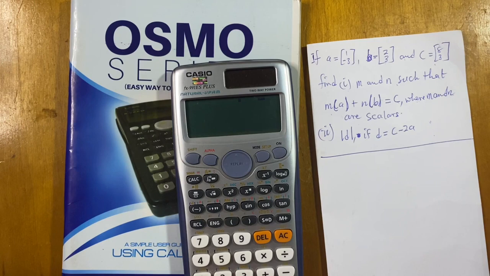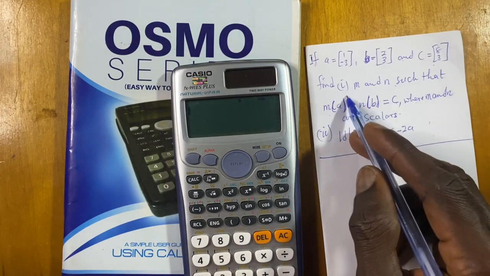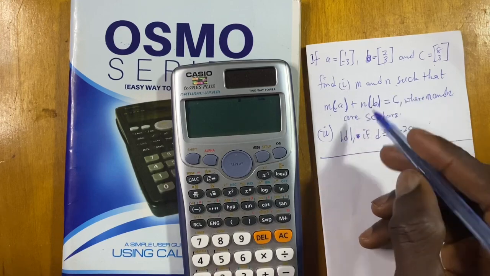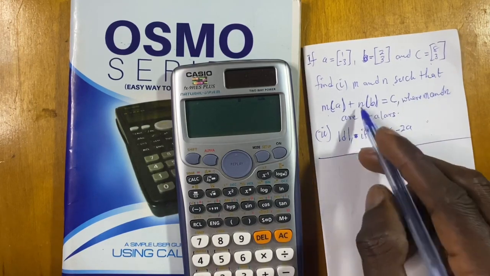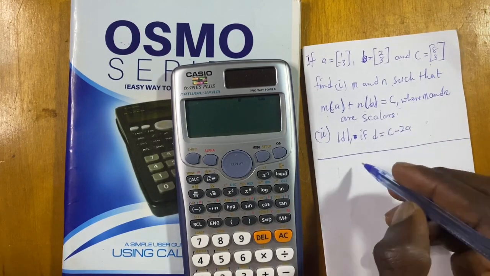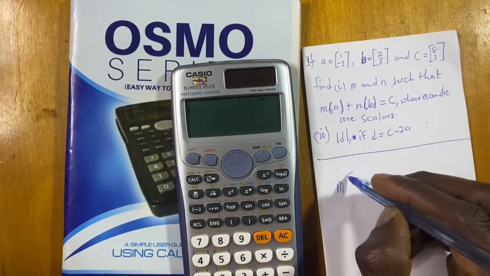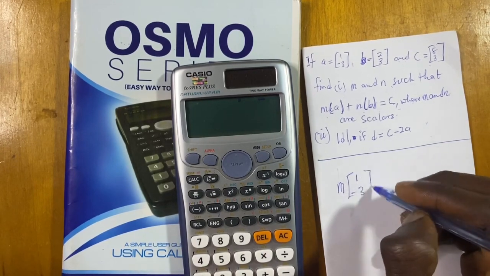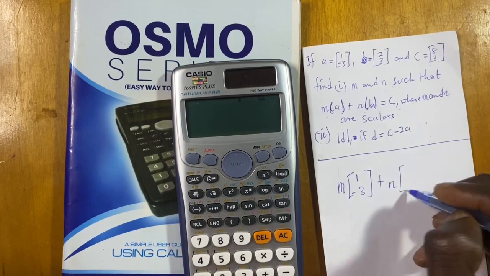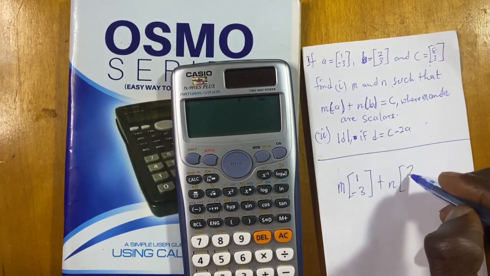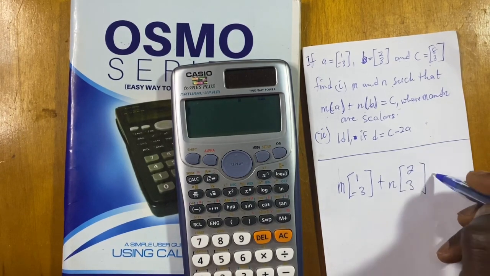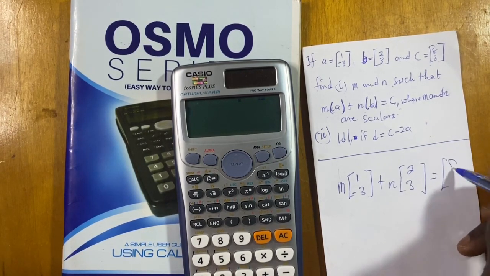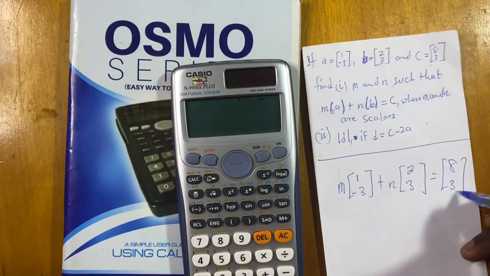So first of all, you need to break down to a certain point before you get the rest solved by your calculator. First of all, we have scalars, which is M and N multiplying. It says that mA plus nB equal to C. Now we have M multiplying A, which is (1, -3). Then we have plus N, then B is (2, 3). Then we have our C is (8, 3).